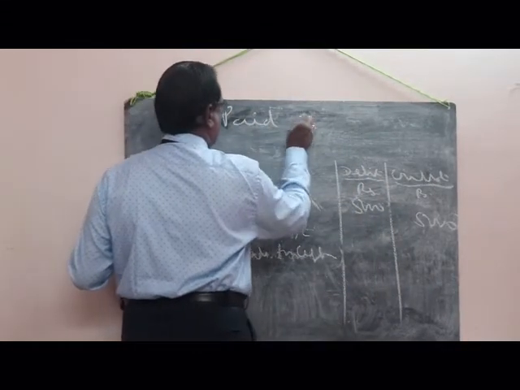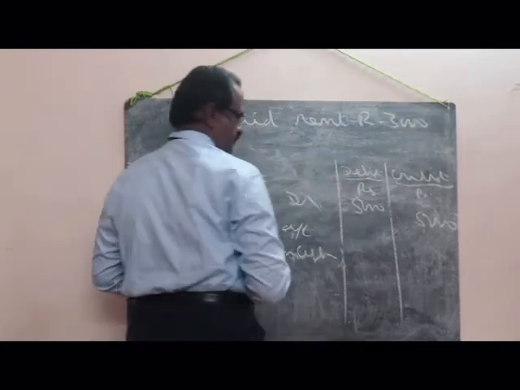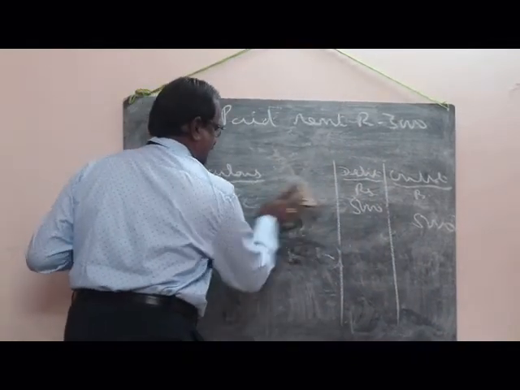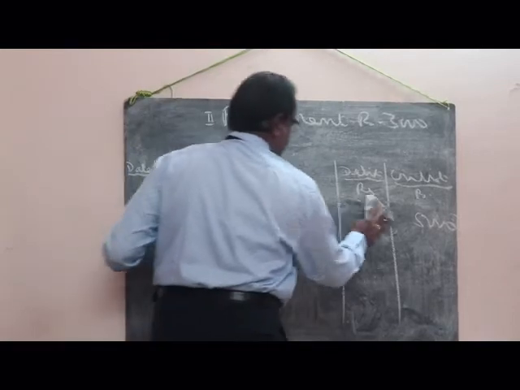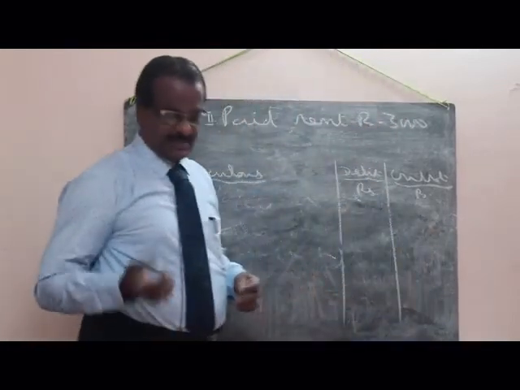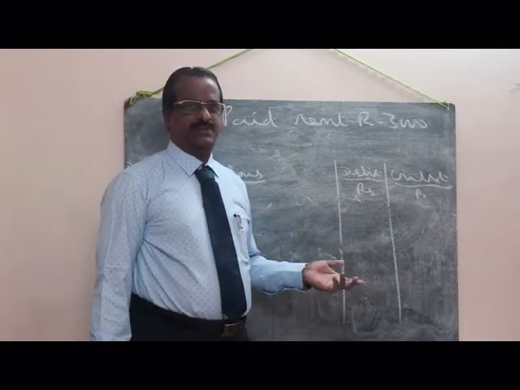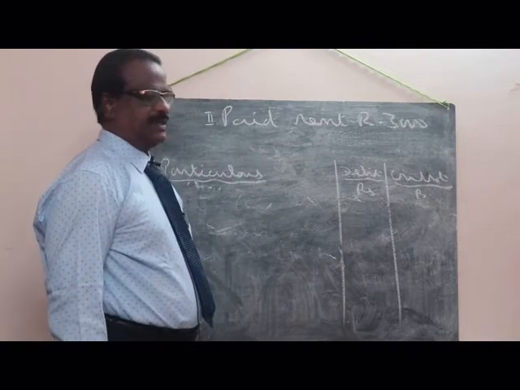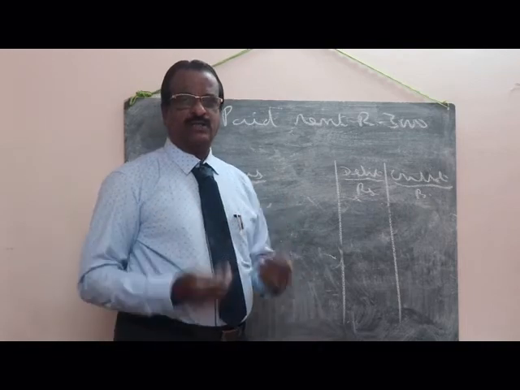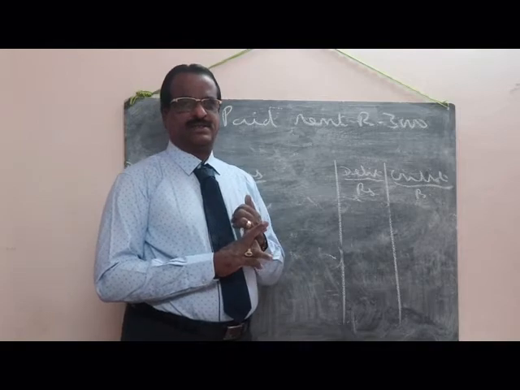Paid rent, rupees 3,000. So I had already told, first you understand the transaction. If you understand and you know the meaning, you will easily find out what is debit, what is credit. Here, paid rent means we are paying rent. So for our side, paying rent means it's an expense.